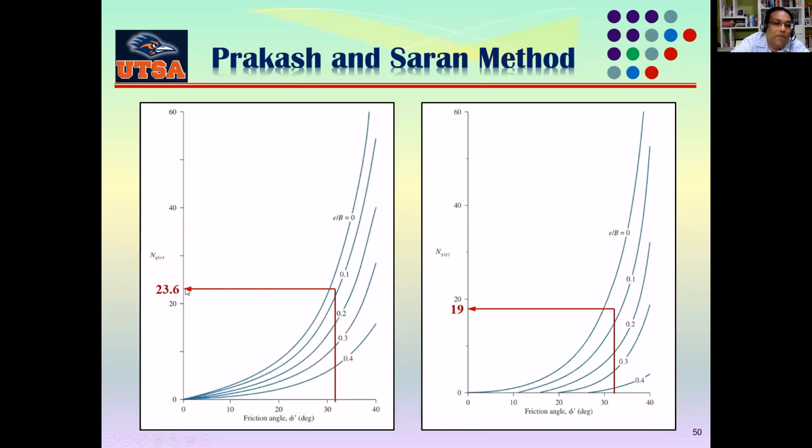So if you try to find that out, you get your N_qE as 23.6. Similarly, if you do the same thing here, this is 0.1 and this is 0. So I'm just assuming that 0.076 is along this line here. Okay, so if you get that one, then you get the value of N_gammaE as 19.